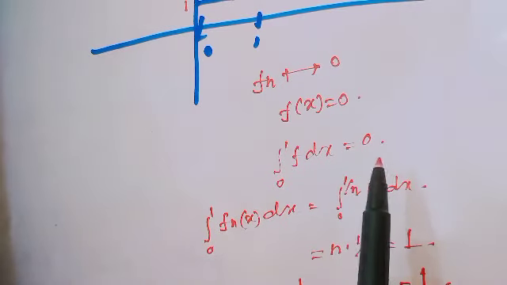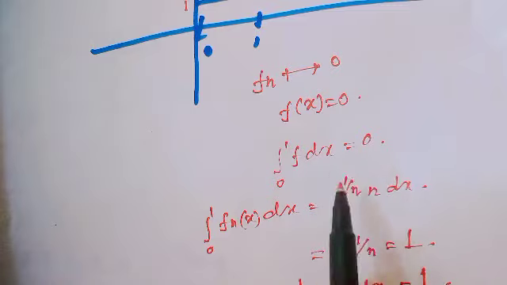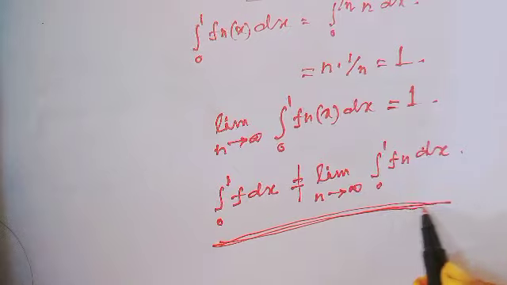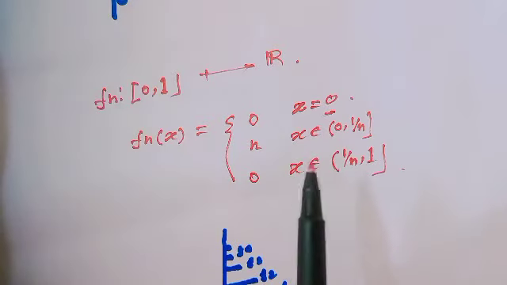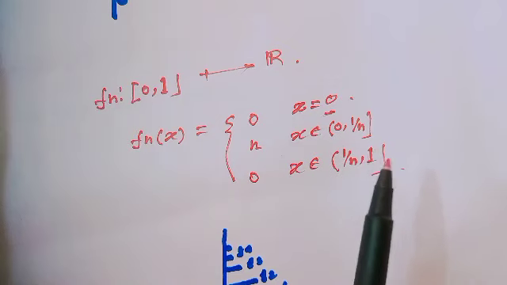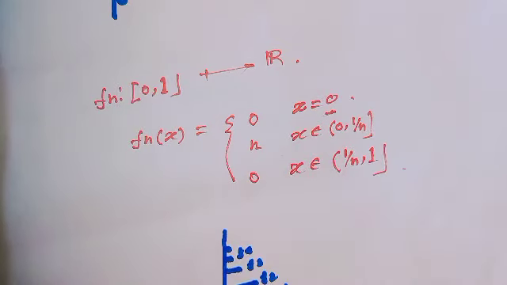The sequence of functions converges pointwise to the function f(x), where f(x) is integrable, but this relation does not hold. That means this sequence of functions does not converge uniformly. Here it converges only pointwise. Are you getting the idea?